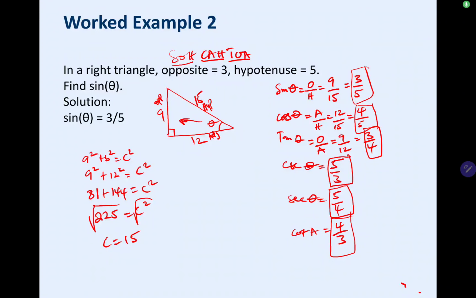Okay, welcome back. So, we continue with trigonometry. So, let's see if we can have another question.